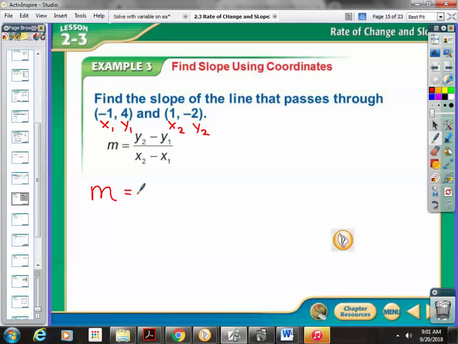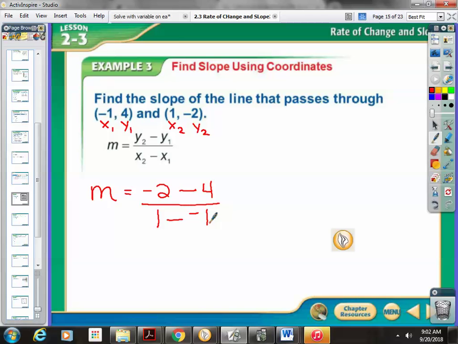Y sub 2 is the first variable. What is our y sub 2? Negative 2. Minus y sub 1, 4. Divided by x sub 2, 1. Minus x sub 1, negative 1. Now minus was part of our formula, but the negative came from the 1. So make sure you have both minus and negative in your problem.